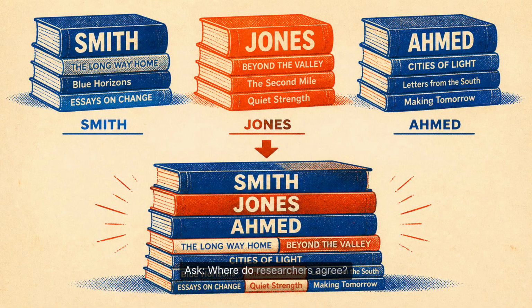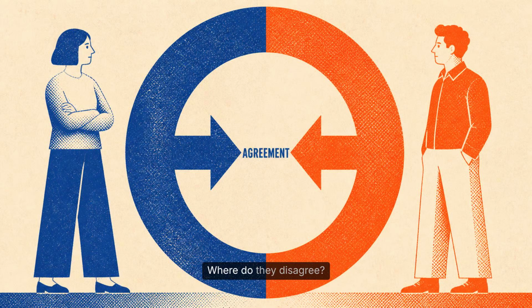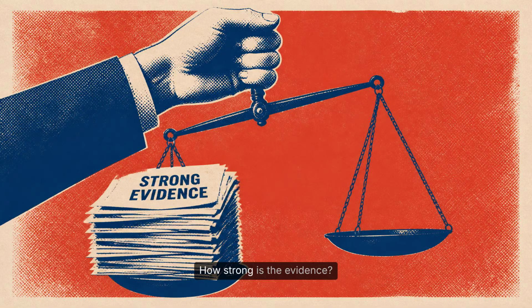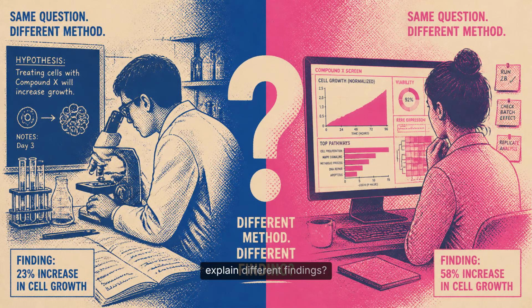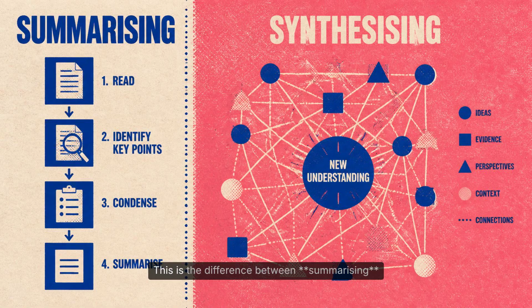Ask, where do researchers agree? Where do they disagree? How strong is the evidence? Were the studies conducted with different groups or in different settings? Could differences in methods explain different findings? What is missing? This is the difference between summarizing and synthesizing research.